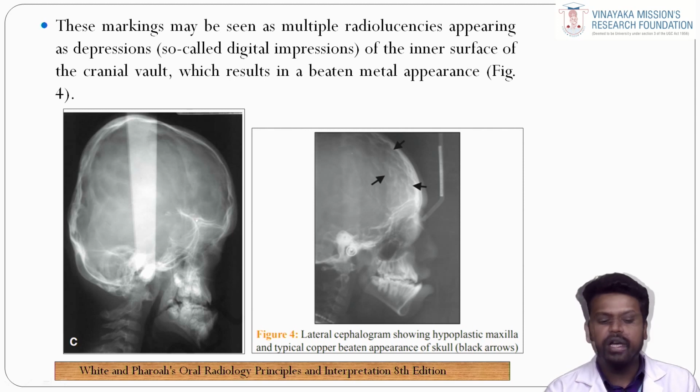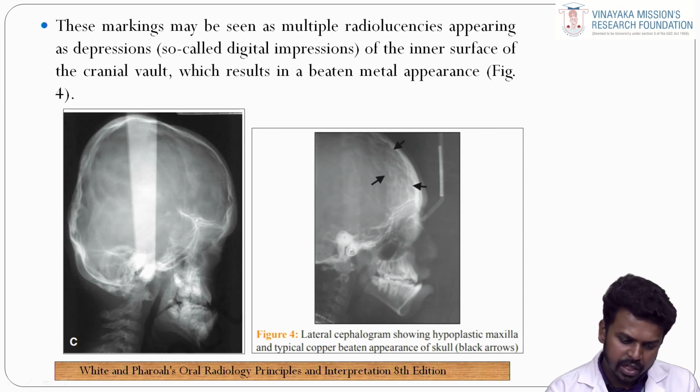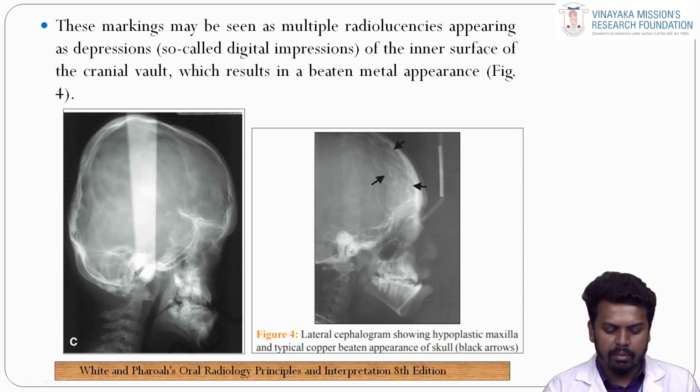These markings may be seen as multiple radiolucencies appearing as depressions, so-called digital impressions of the inner surface of the cranial wall, which results in a beaten metal appearance. You can see the beaten metal appearance here, and here also you can see the beaten metal appearance.